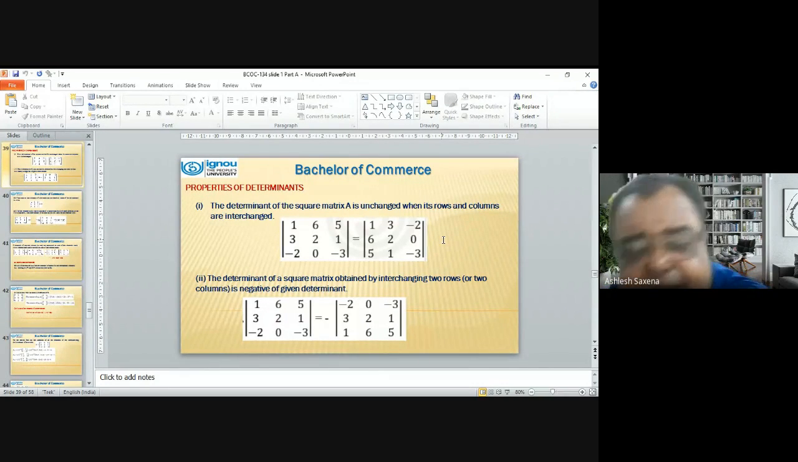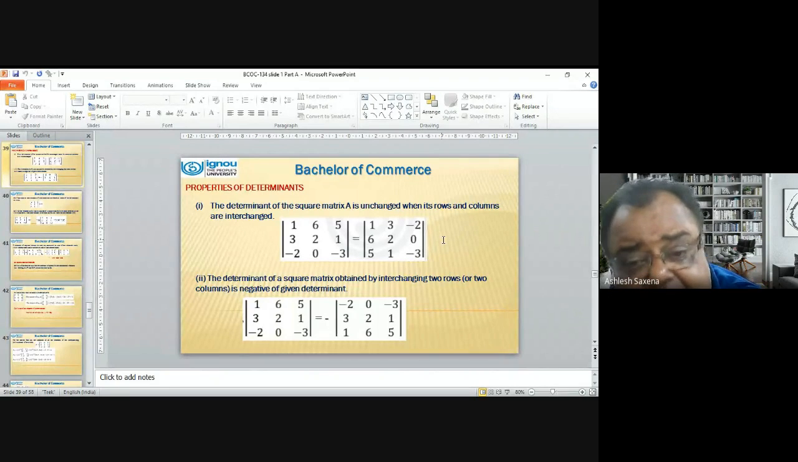What are the properties of determinants? The determinant of a square matrix is unchanged when its rows and columns are interchanged. You can see that transpose has been done. When we solve this determinant and pick up its value, the answer will remain the same.